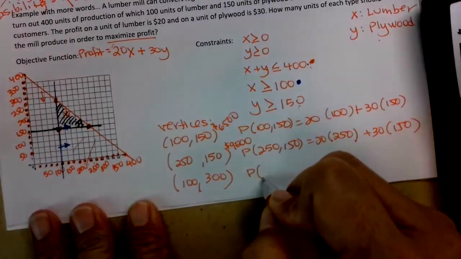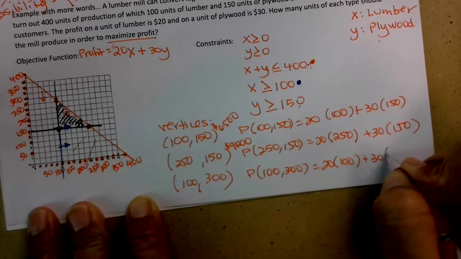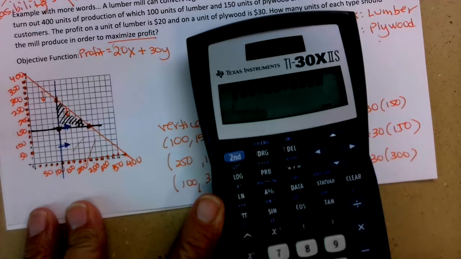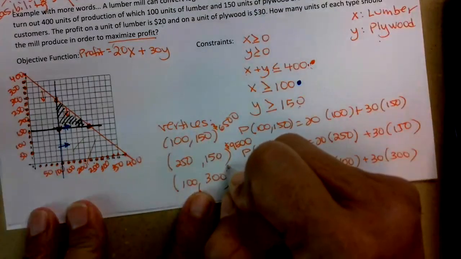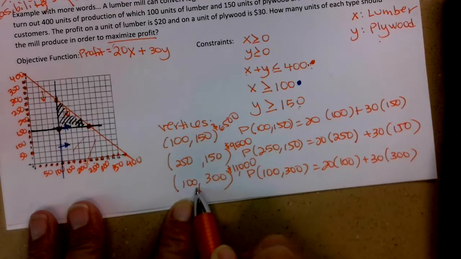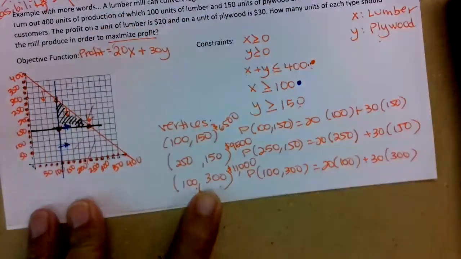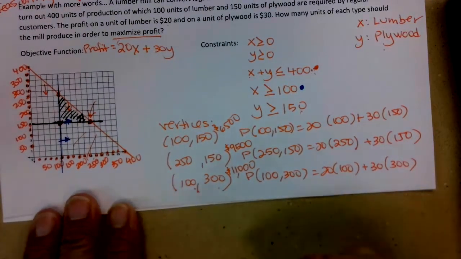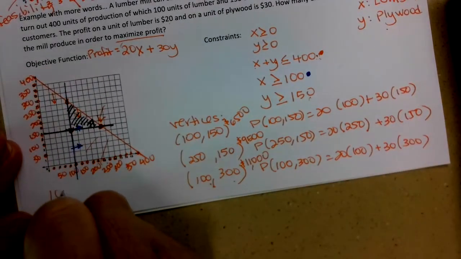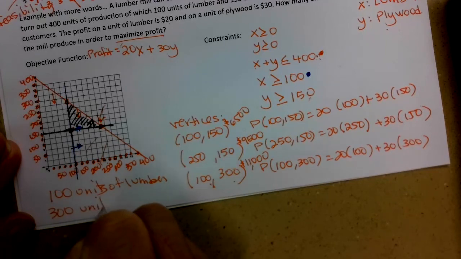And finally, check that last point, 100, 300. So again, 20 times 100 plus 30 times 300. 11,000. Oh, huh. So the way we maximize our profit is to do 100 of lumber and 300 of plywood. So this point right here is the point where we happen to maximize our profit in this situation. So, how many units of each type should the mill produce in order to maximize profit? I guess I should answer the question. It should produce 100 units of lumber and 300 units of plywood.